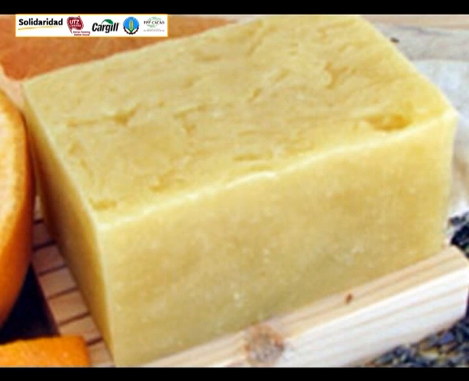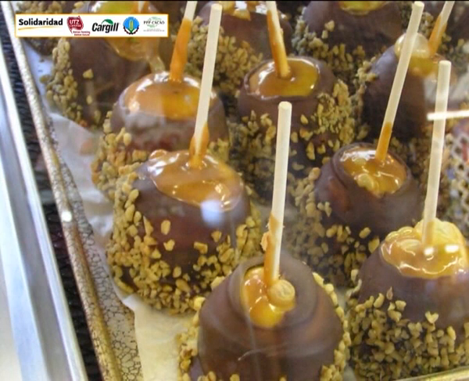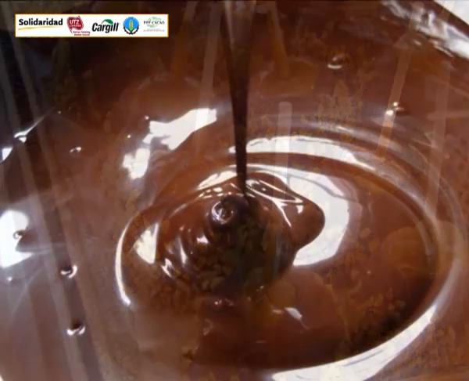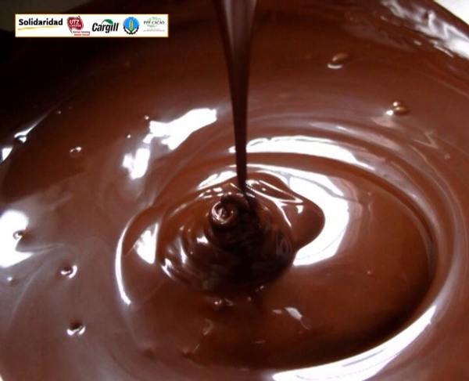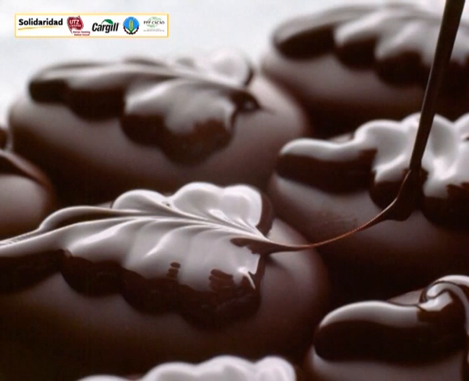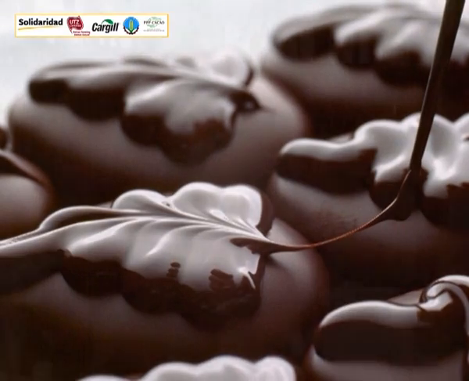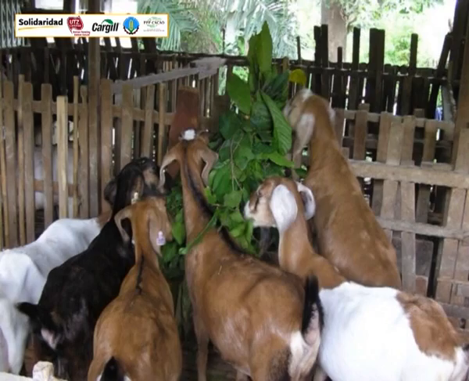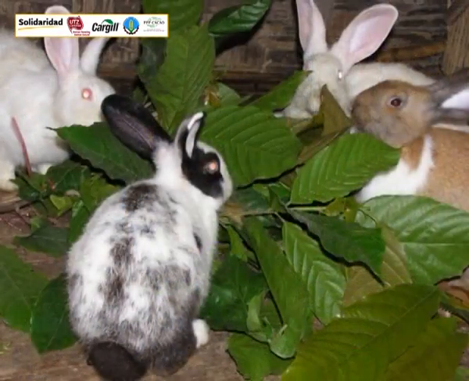When cocoa liquor is pressed, we separate cocoa butter and cocoa cake. Grinding the cocoa cake gives us cocoa powder. Cocoa liquor, cocoa powder, and cocoa butter are the main ingredients for the food and confectionery industry. Chocolate is a mixture between cocoa liquor, cocoa butter, sugar, and other ingredients depending on the recipe of each producer. Furthermore, cocoa shells and cocoa leaves are also a food source for goats, cows, and rabbits.